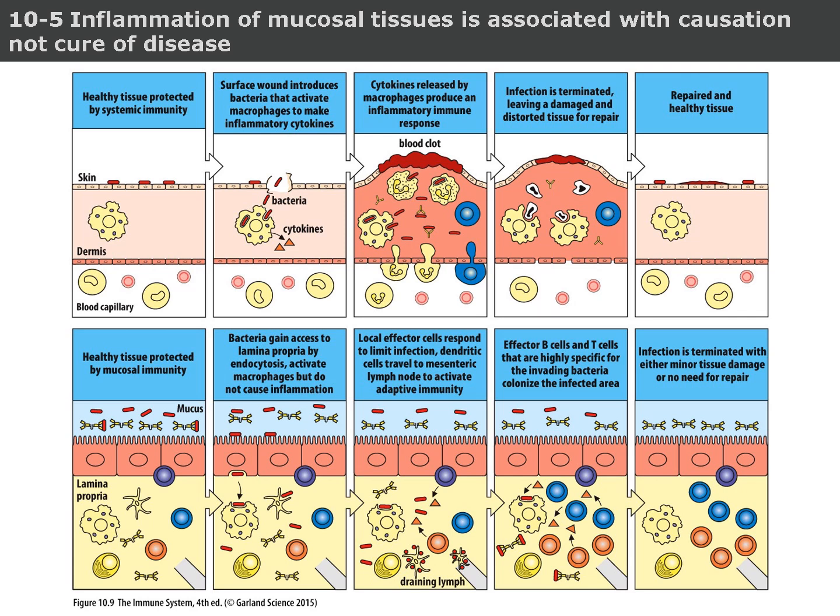At the top, we see how systemic immunity defends the skin. Under normal conditions, healthy skin is protected by systemic immunity. But when the skin is wounded and bacteria enter, macrophages are activated and begin to release inflammatory cytokines. This triggers a classic inflammatory immune response, characterized by redness, swelling, and an influx of immune cells to the site of infection. Although the infection is eventually cleared, it leaves behind damage and distorted tissue that must undergo repair to restore normal function.